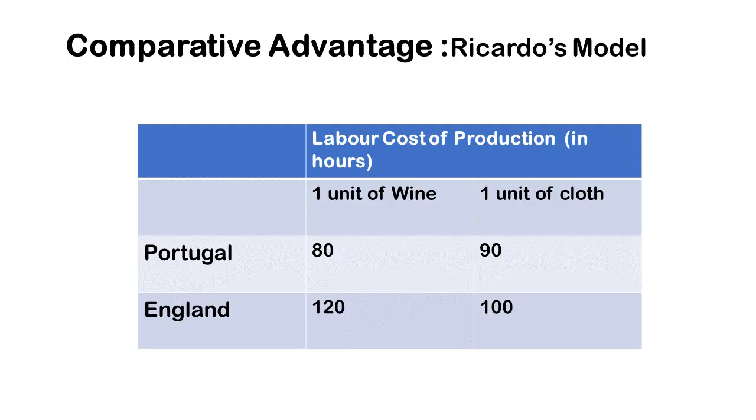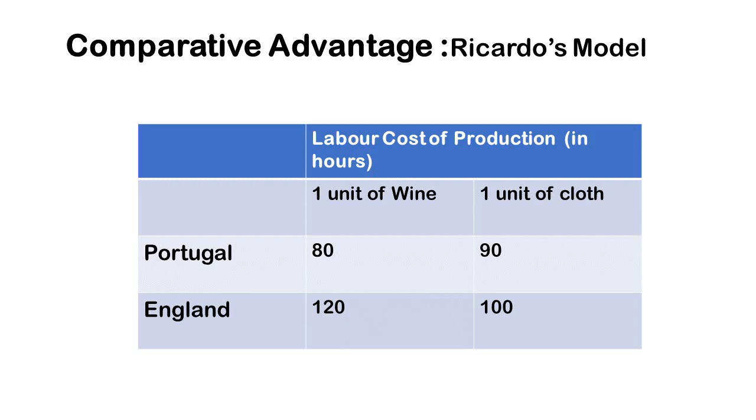Now let us explain gains from trade. First, let us consider the autarky situation. Autarky refers to a situation where nations are producing and consuming in isolation from the rest of the world. That is, under conditions of autarky, there is no international trade. Let us once again look at the example here.